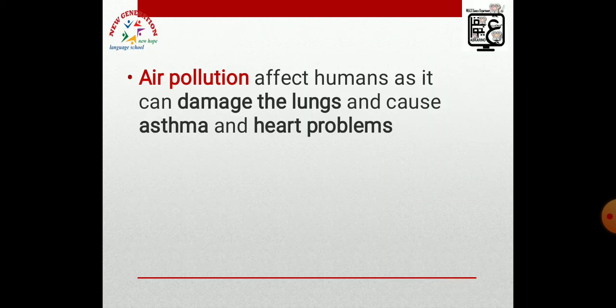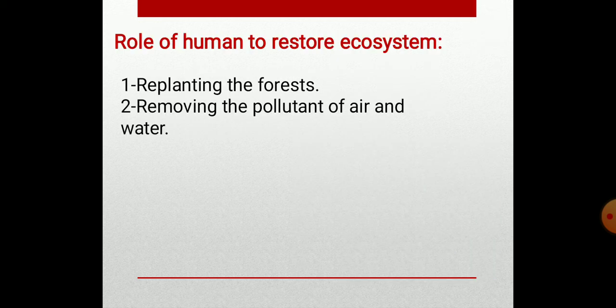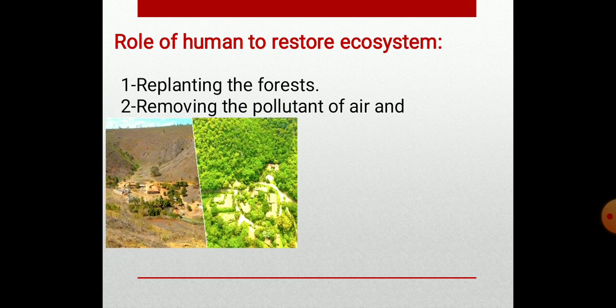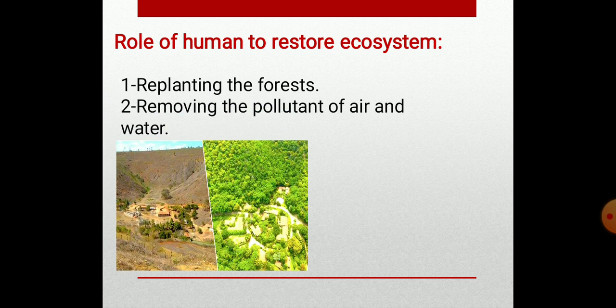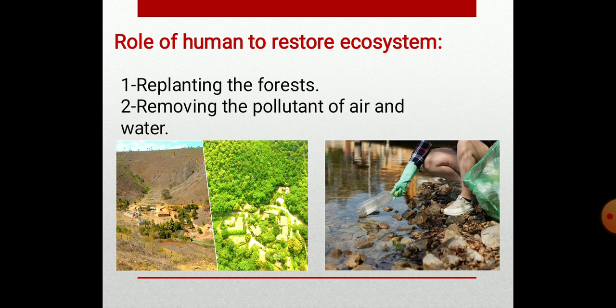So, do you know, my friend, that air pollution affects humans as it damages the lungs and causes asthma and heart problems. So we have here two diseases. Number one, asthma, and number two, heart problems. Okay, so the role of humans to restore the ecosystem. Number one, replanting the forests, as you see in this picture. And number two, removing the pollution of air and water.